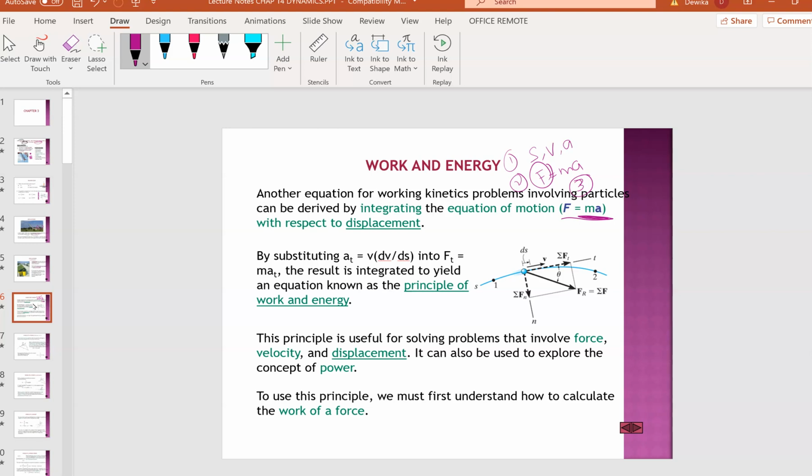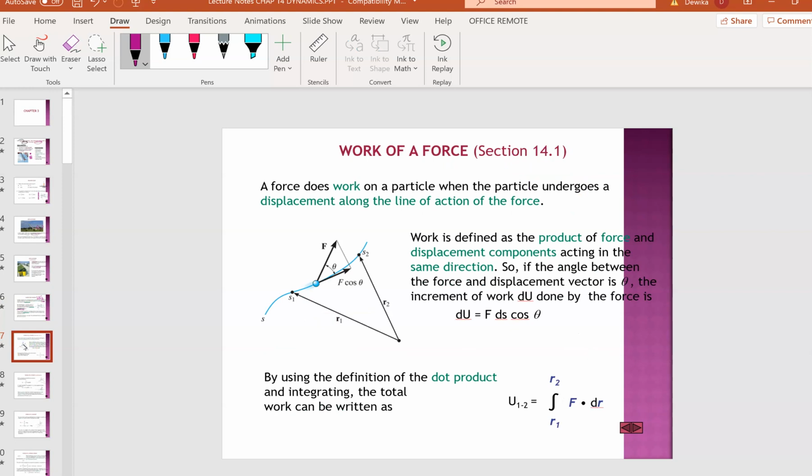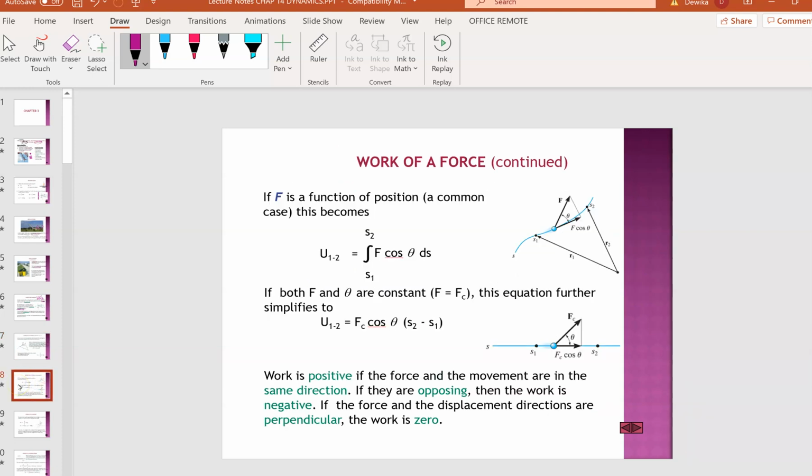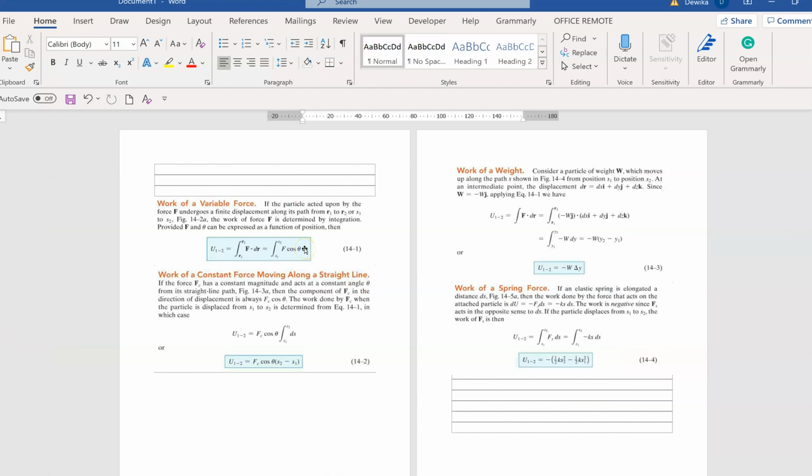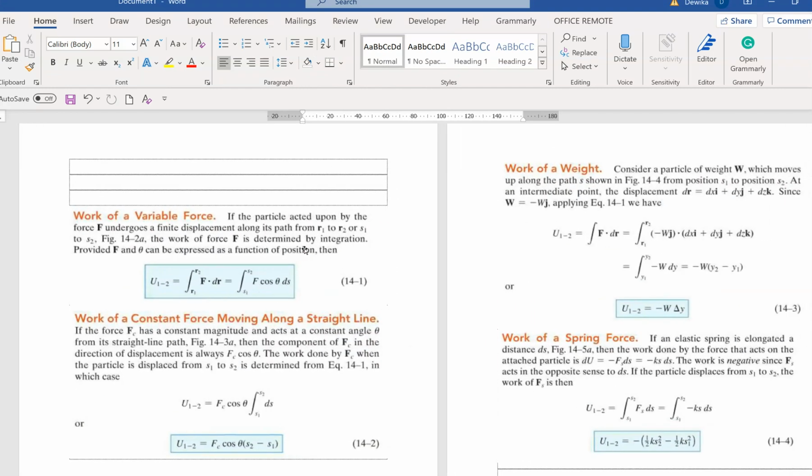By substituting a_t = v dv/ds into F_t = m a_t, the result is integrated to yield the equation which is the principle of work and energy. I'm not going to read line by line here, I'm just going to go straight to the formula. The lecture note is not too clear, and I prefer to go to the textbook. I've sniped some information from the textbook, and it's the same thing. So let's look at the textbook.